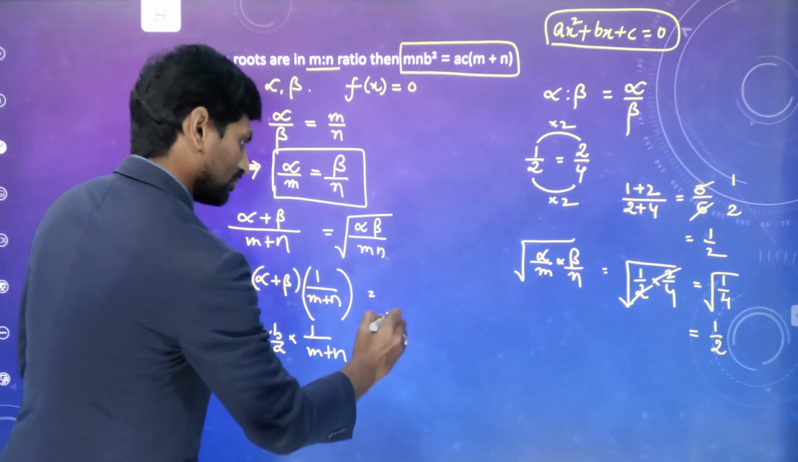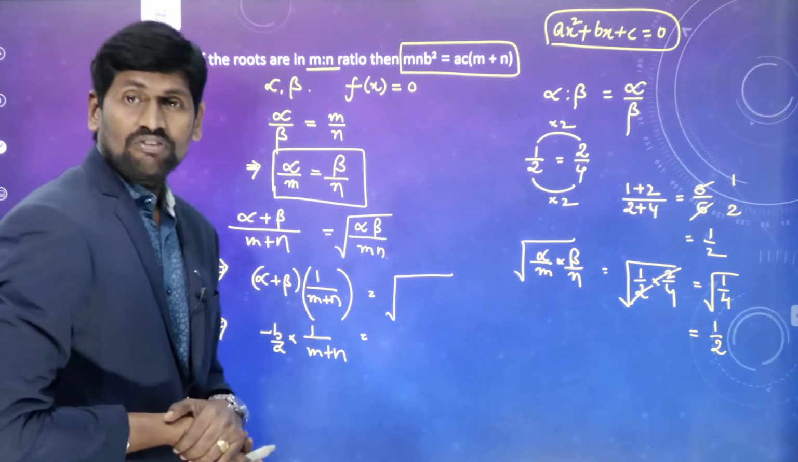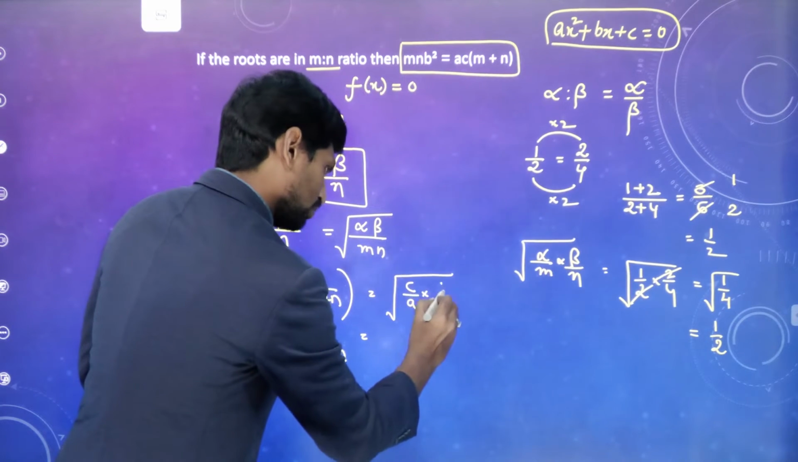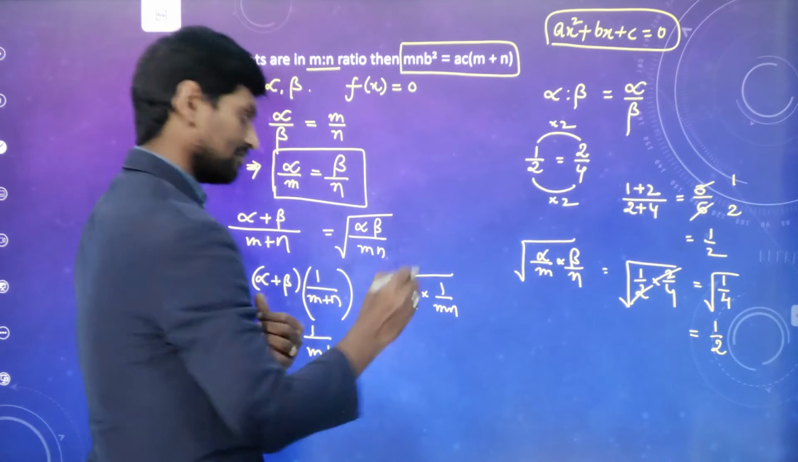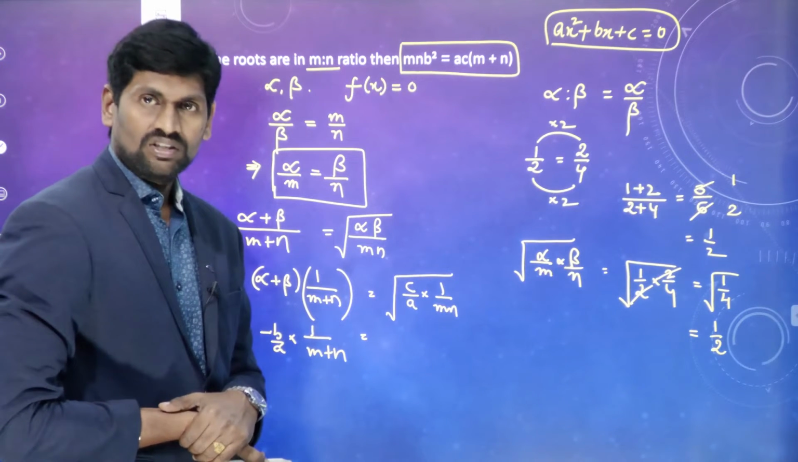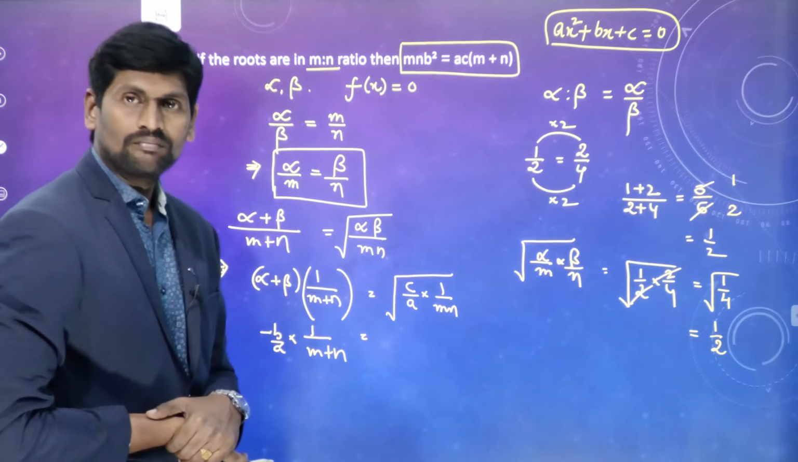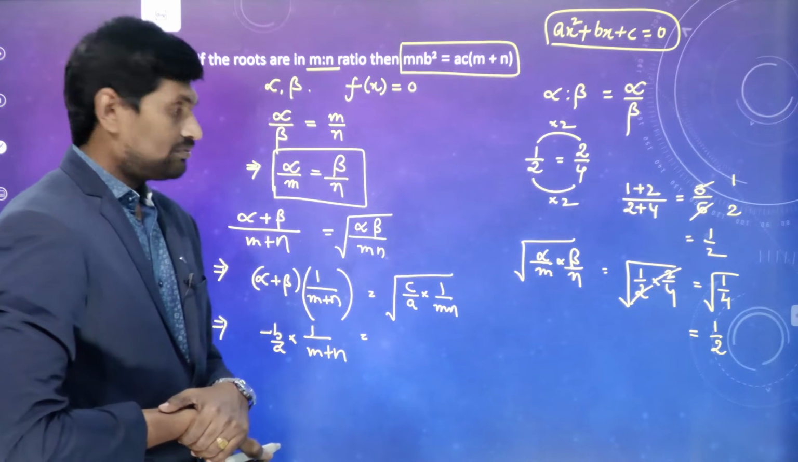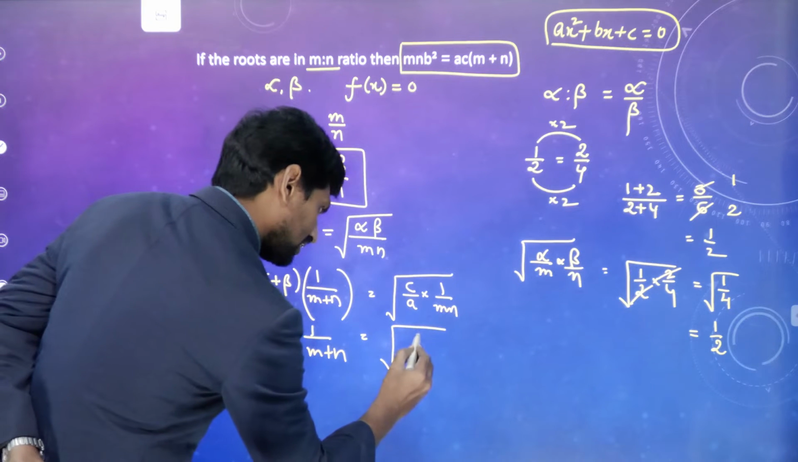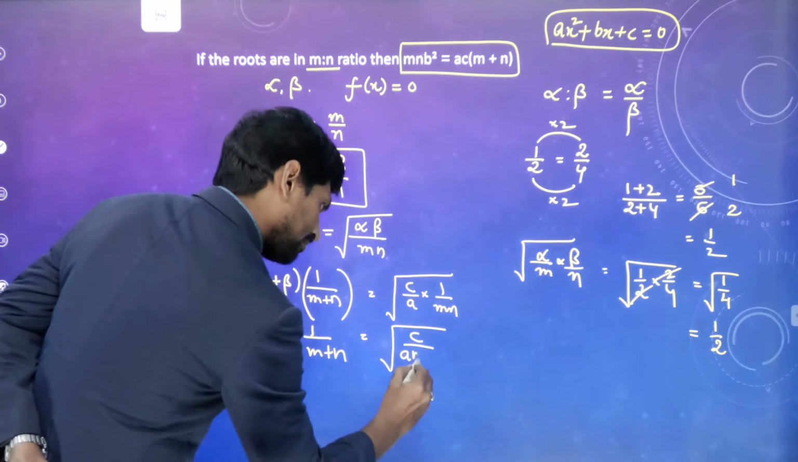That is equal to root over, same way, alpha into beta value, c by a, into 1 by mn. Okay? Clear until then? Right. That is equal to root over c by a mn.